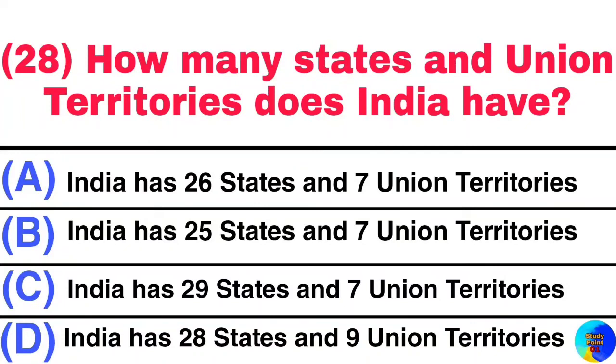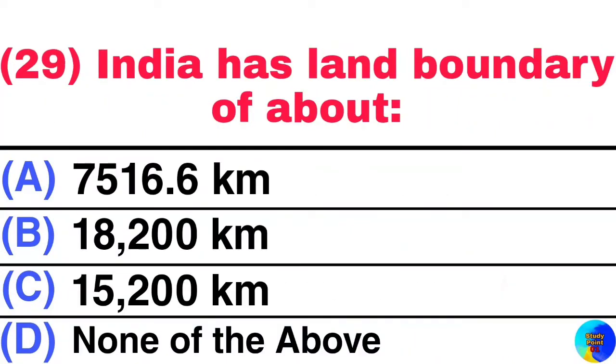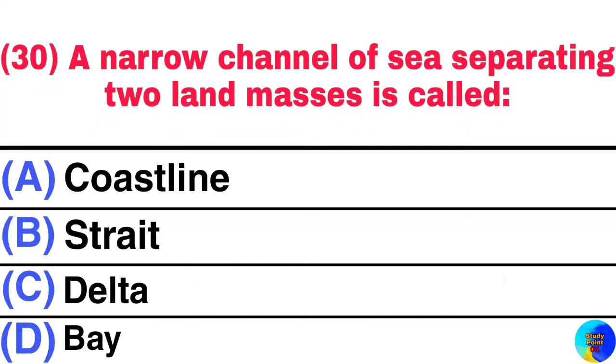Question number 28. How many states and union territories does India have? A. India has 26 states and 7 union territories. B. India has 25 states and 7 union territories. C. India has 29 states and 7 union territories. D. India has 28 states and 9 union territories. Answer. India has 28 states and 9 union territories. Question number 29. India has land boundary of about A. 7,516.6 km, B. 18,200 km, C. 15,200 km, D. None of the above. Answer. 15,200 km.